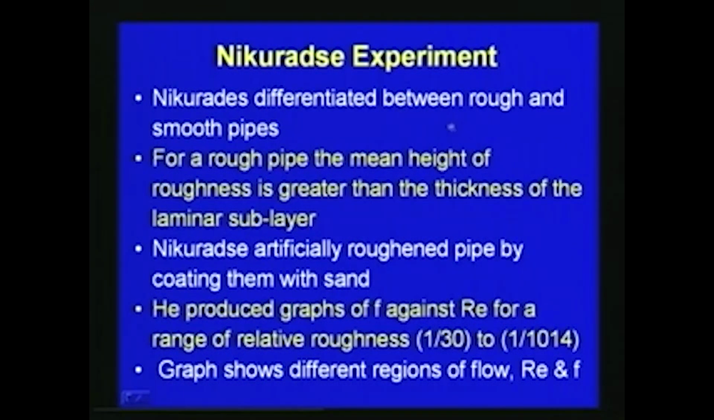Then, in the literature, some other important relationships are given by Nikuradse through his experiments. He also produced some charts for head loss and for the friction factor, relating them to the Reynolds number. Nikuradse conducted a large number of experiments for rough and smooth pipes, of different kinds and materials, and showed that for a rough pipe the mean height of the roughness is greater than the thickness of the laminar sublayer.